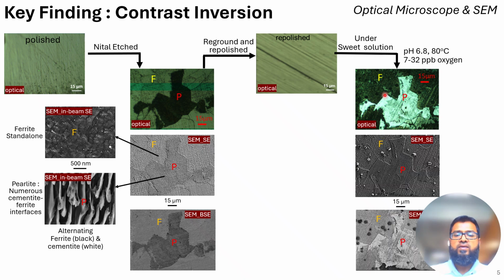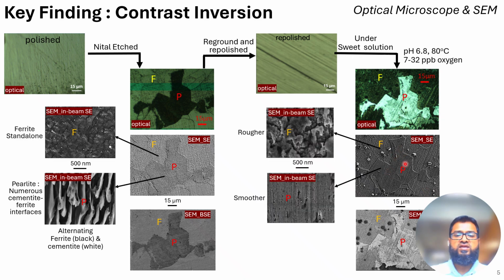Anyway, when you look at the SEM images for this in secondary electron and backscattered mode, it looks like this, and when you zoom in, you can see the pearlite phase looks much smoother compared to the ferrite, and that's why it looks brighter. We'll explain it a bit more later. Next slide.